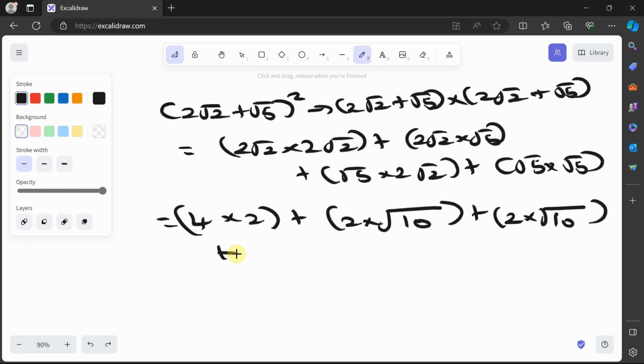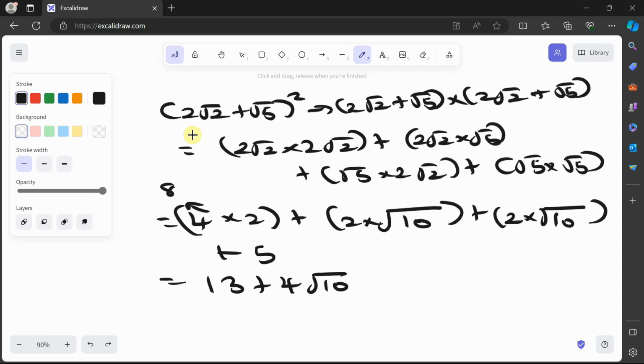Then plus, we have this guy. Root 5 times root 5 is what? 5. So 4 times 2 will give me 8. 8 plus 5 is 13. 13 plus 2 root 10 plus 2 root 10. You have 2 of something and you are going to add another 2 of that thing again. That will give me 4 root 10.